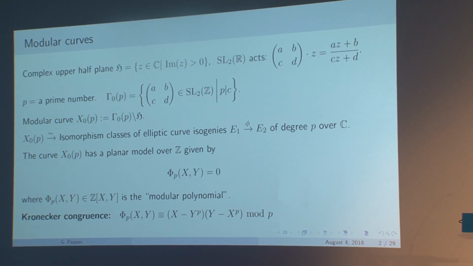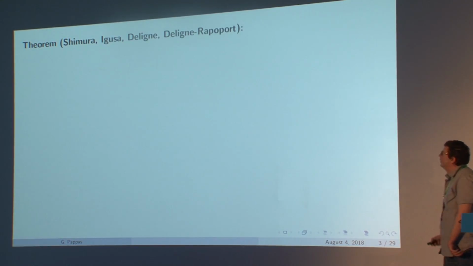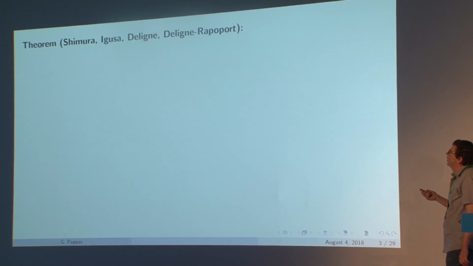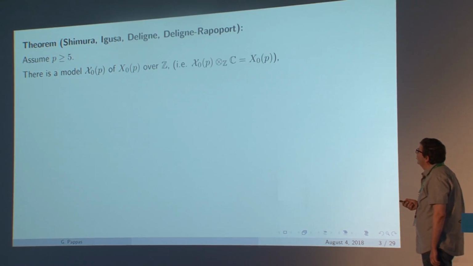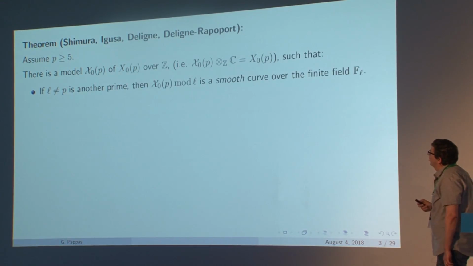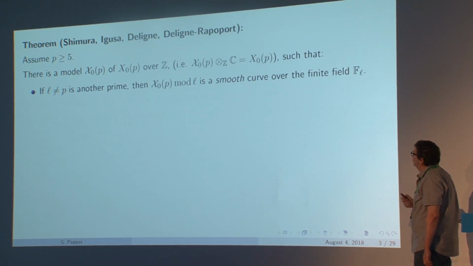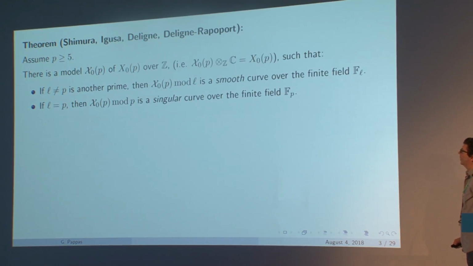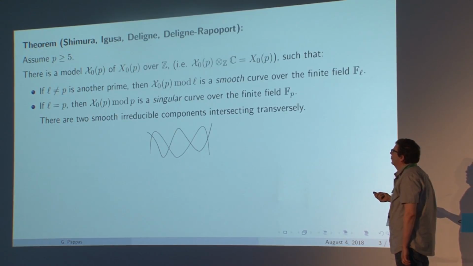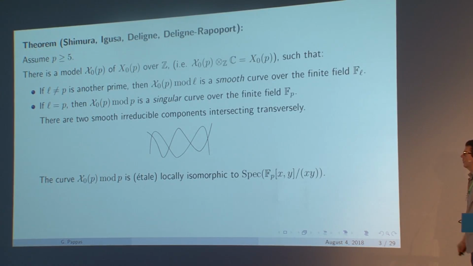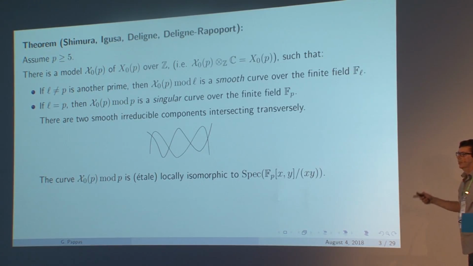Now, the more modern point of view leads to the following theorem that starts with Shimura, Igusa. Maybe this form is in a letter of Deligne, and it's spelled out in the paper of Deligne and Rapoport. It says, let's take the prime p to be bigger than or equal to 5. Then there's a model over Z, and by model I mean in the scheme theoretic sense, such that if I take the reduction at another prime l different than p, then I'm looking at a smooth curve over a finite field, and if I take the reduction modulo that prime p, I have a singular curve that has two smooth irreducible components that intersect transversely like this. And in fact, you can say the following, which is again a prototype of the results that would follow, that this curve is locally isomorphic in the étale topology to these very simple intersecting lines.